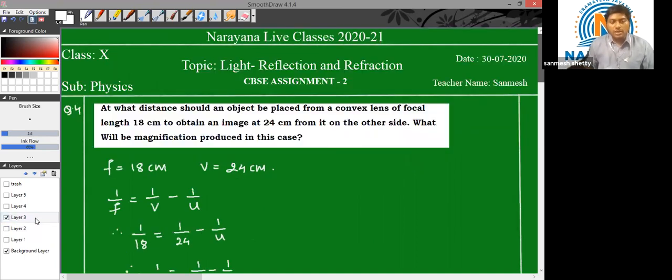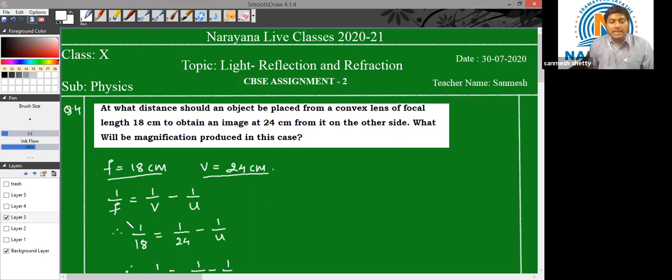Question number 4. At what distance should an object be placed for a convex lens of focal length 18 centimeter to obtain an image at 24 centimeter from it on the other side, what will be the magnification produced in this case? So I have focal length, which is positive as it is a convex lens. Also, I have an image distance. We need to find an object distance first.